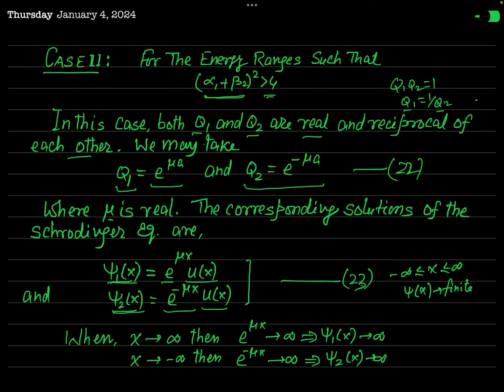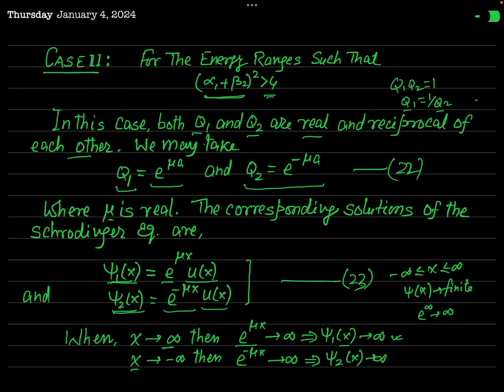How can you say it? Let us check. If x tends to infinity, what will be the value of e to the power mu x? This will be simply e to the power infinity, and e to the power infinity means infinity. So at x equal to infinity, this function psi 1 of x becomes undefined. But a valid wave function cannot be undefined for any value of x, even for x equal to infinity.